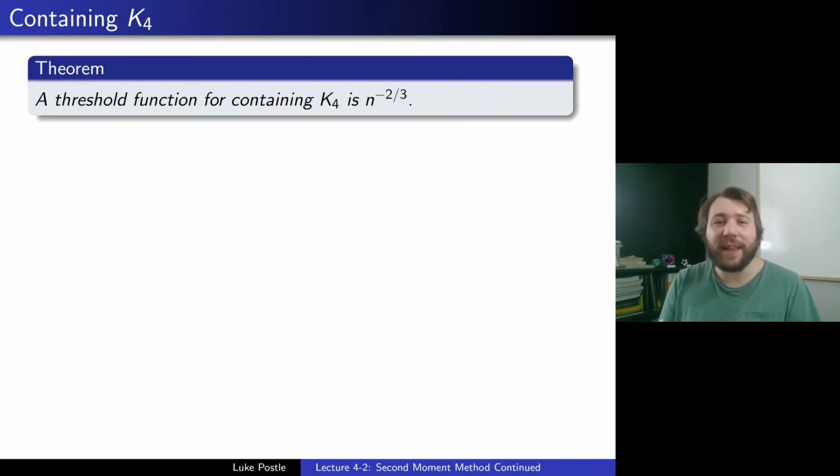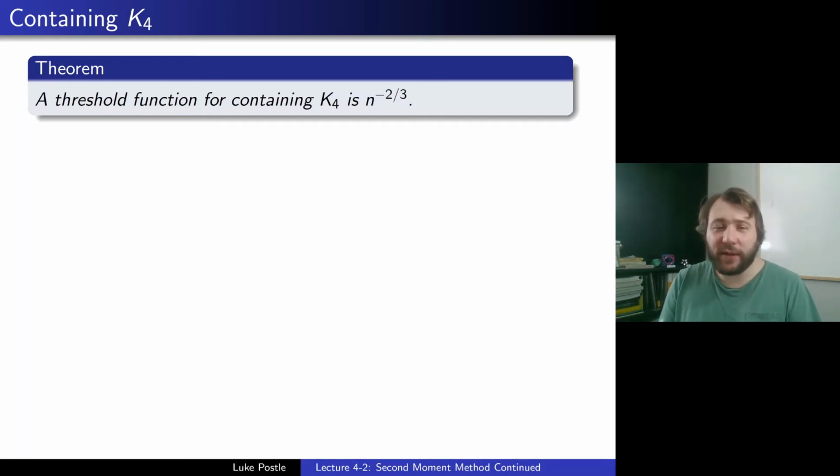So let's start with a basic example containing K4. This is maybe the easiest. A threshold function I claim for containing K4 is n to the negative 2/3. This is the probability, this threshold, where when you go above it, you will start containing K4s, and below you almost always do not.